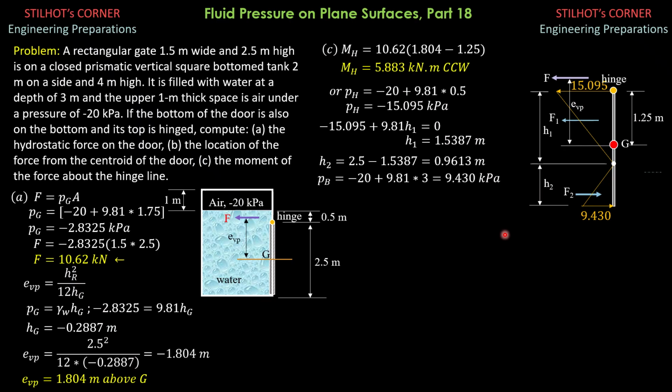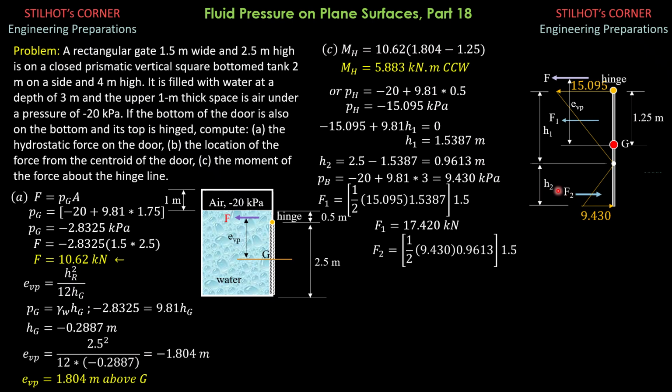So let's proceed. We can now compute F1, the volume of the pressure diagram, and it is equal to 1/2 times 15.095 times H1, which is 1.5387. That's the area of the triangle, then times 1.5 meters into the screen, and it is equal to 17.420 kilonewtons. F2, on the other hand, is going to the right. It is the volume of this pressure diagram, 1/2 of 9.430 times H2, 0.9613, times 1.5 perpendicular to the screen.